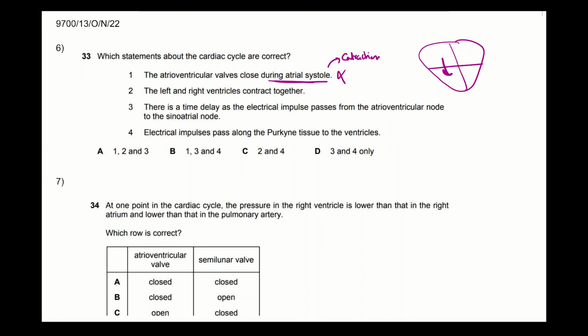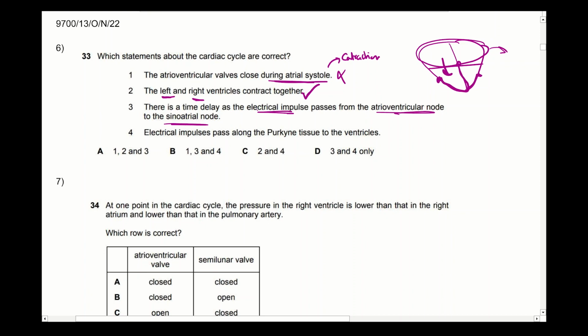2. The left and right ventricles contract together. Yes, the left and right do contract together at the same time by impulses coming from the AVN to both the Purkinje fibers at the same time. Therefore, this is why they contract together. And the atria also contract together. However, the atria and the ventricles do not contract together. Now for 3. There is a time delay as the electrical impulse passes from the atrioventricular node to the sinoatrial node.